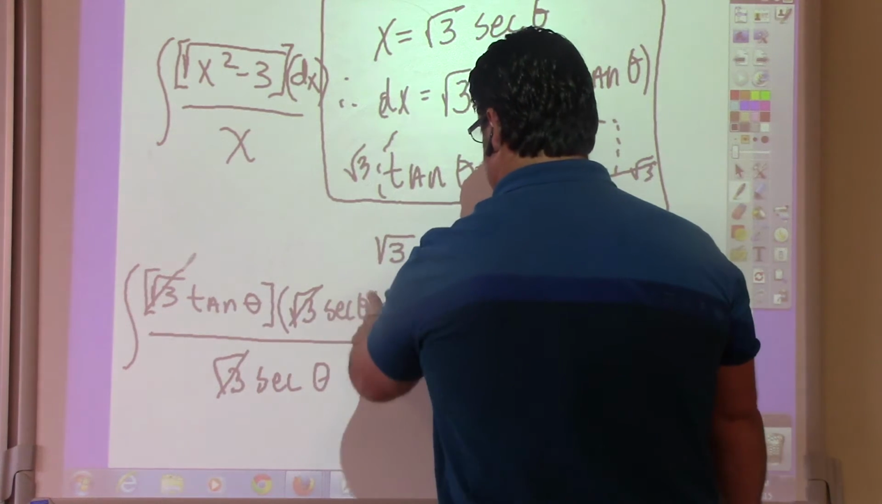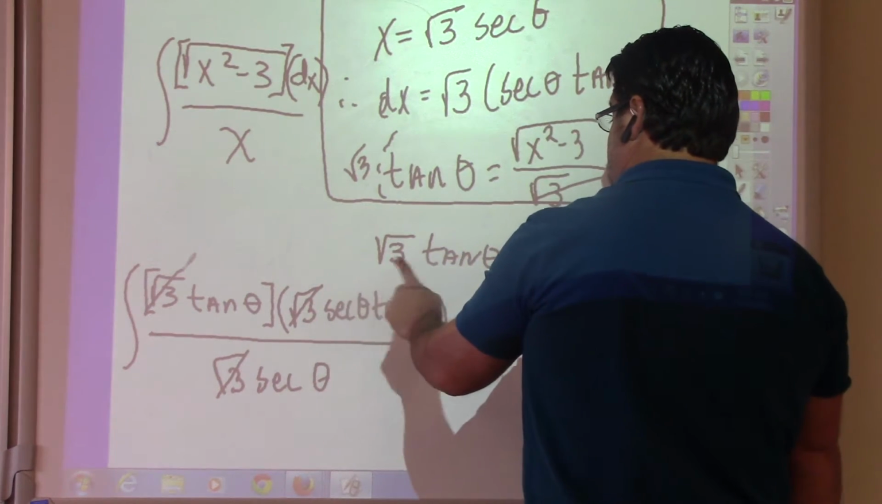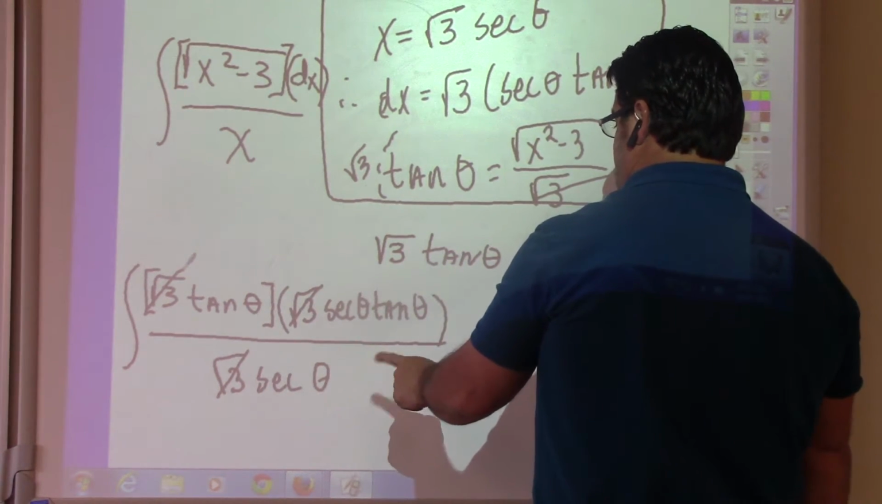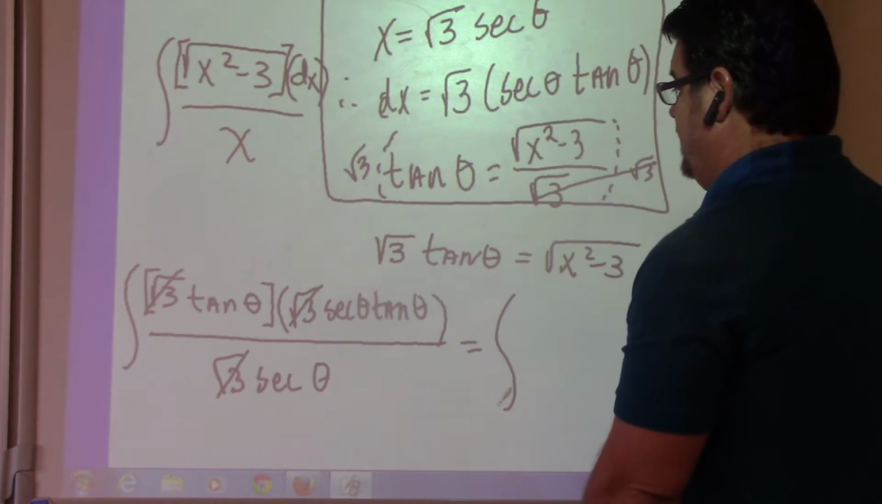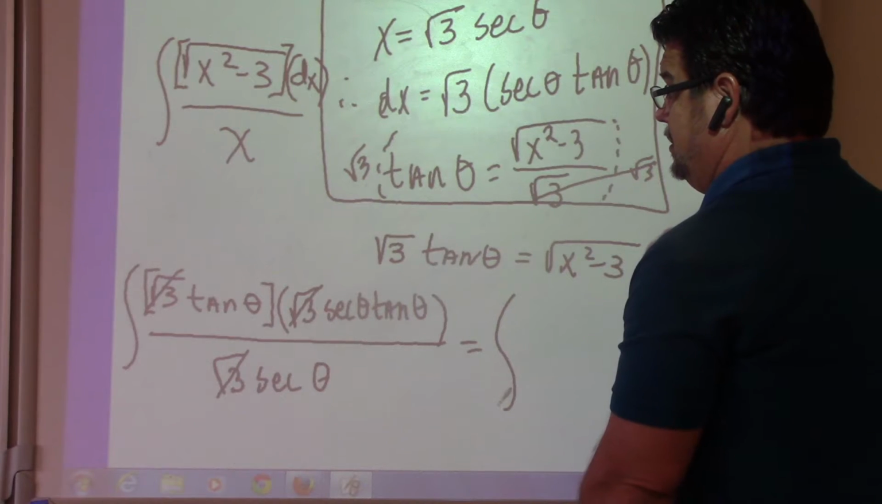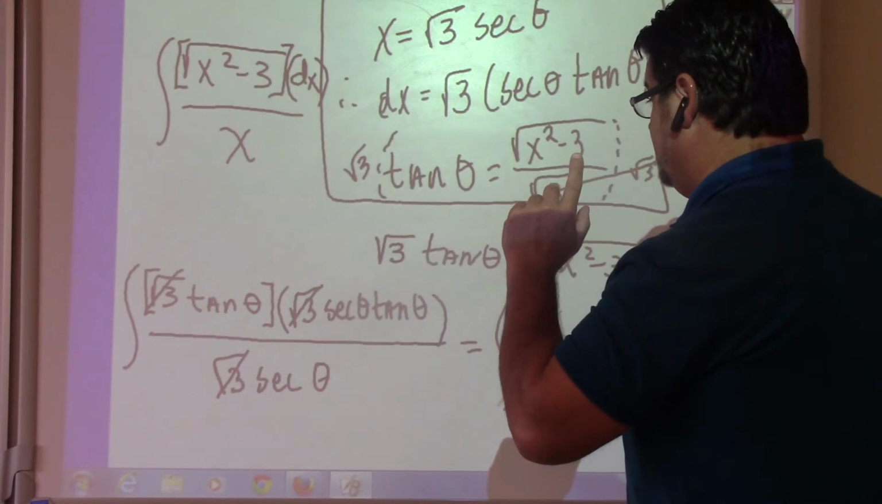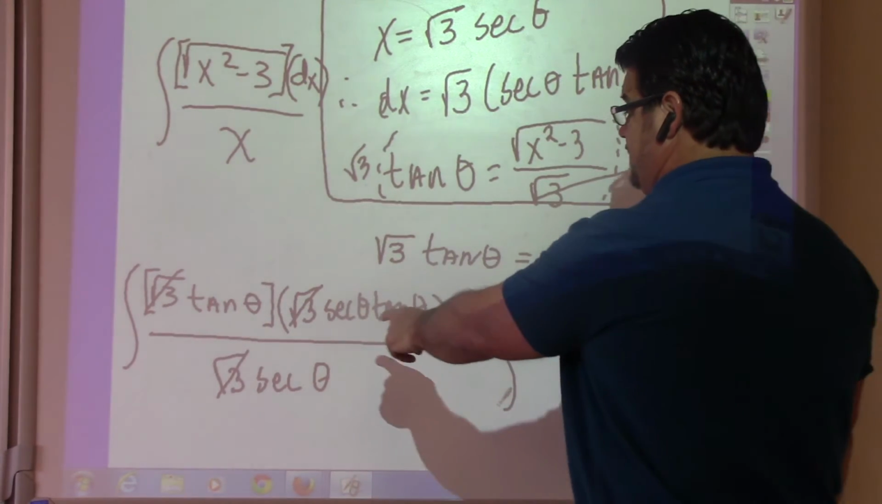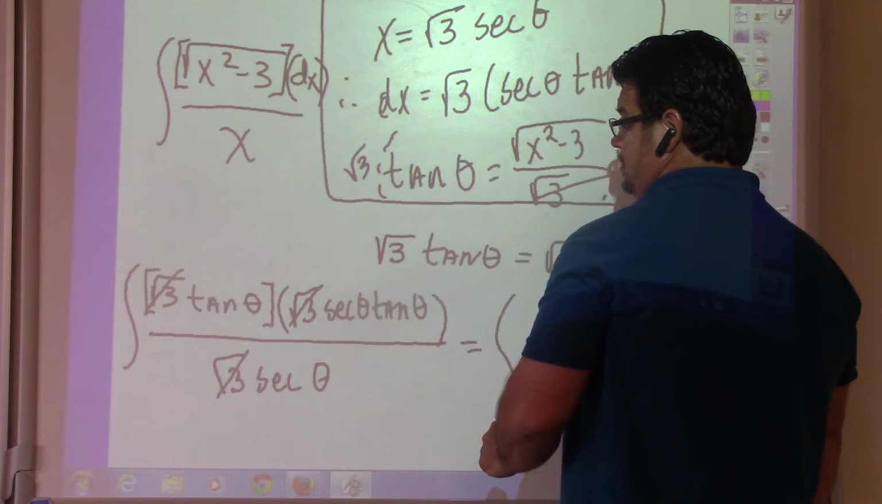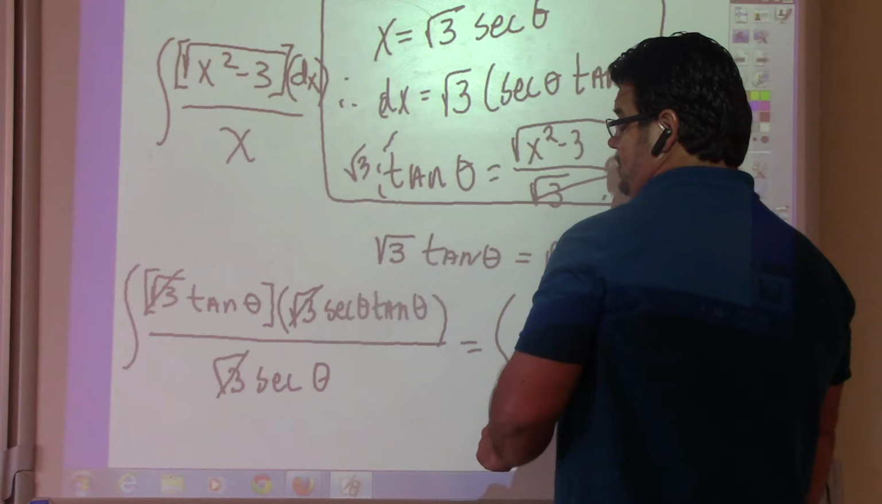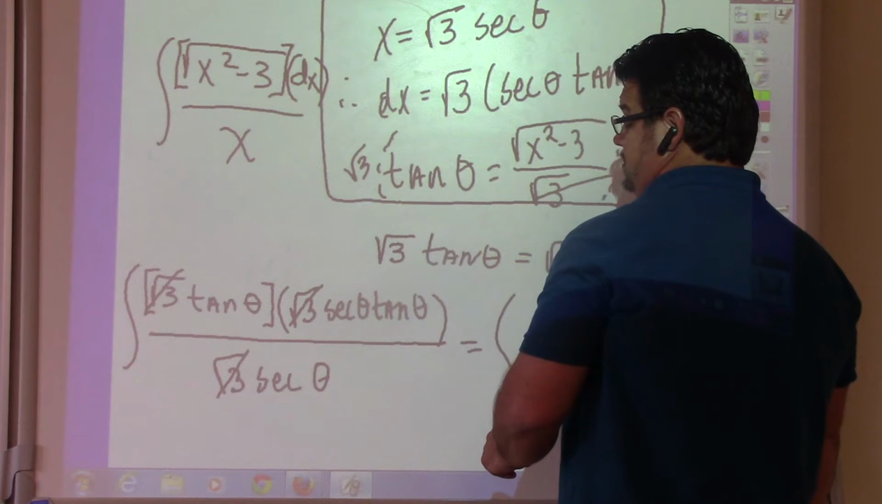I'm sorry, that's not plus. So that'd be secant tan squared over secant, right? Shouldn't you still have a square root of 3 in the top? No. The square root of 3 should cancel. They should all cancel. But it's not addition, it's multiplication. Square root of 3 times square root of 3 is 3 over the square root of 3.